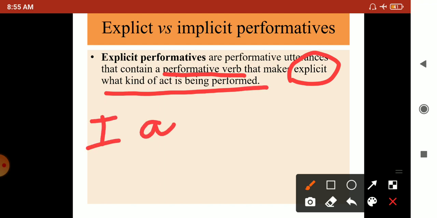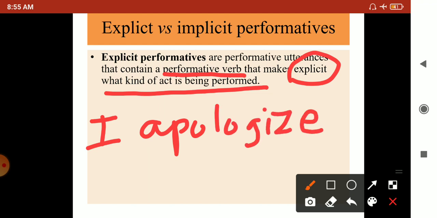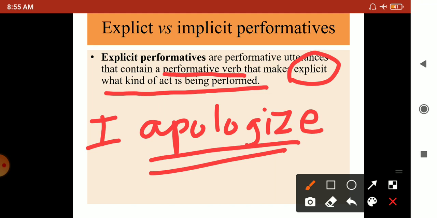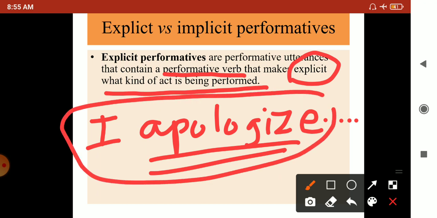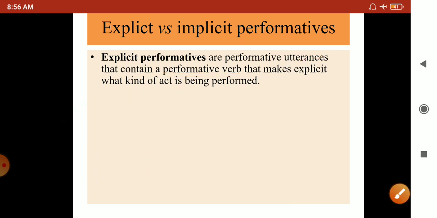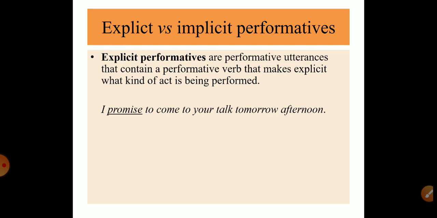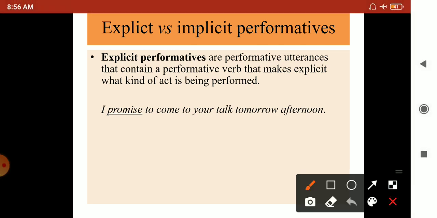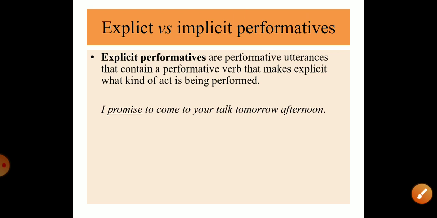For example, I apologize. Here the performative verb is to apologize. As soon as you read the first part of the sentence, you understand what action will be performed. So when I say I apologize for my mistake, you understand that I am saying sorry. So explicit performative has a performative verb which makes it clear what kind of action is being performed. For example, I promise to come to your talk tomorrow afternoon. So promise is the performative verb and the sentence makes it clear that the speaker will definitely attend the other person's talk. So this is an explicit performative.